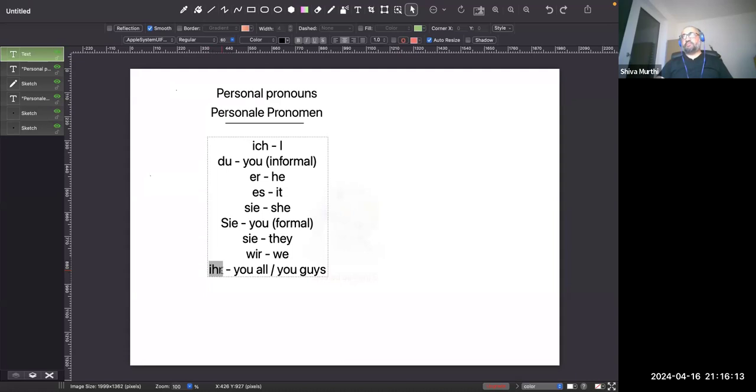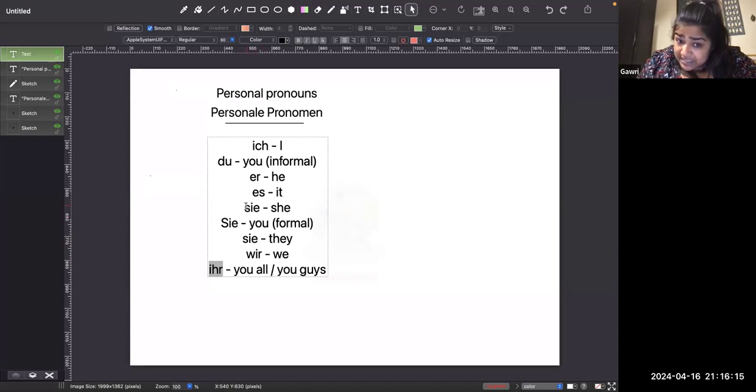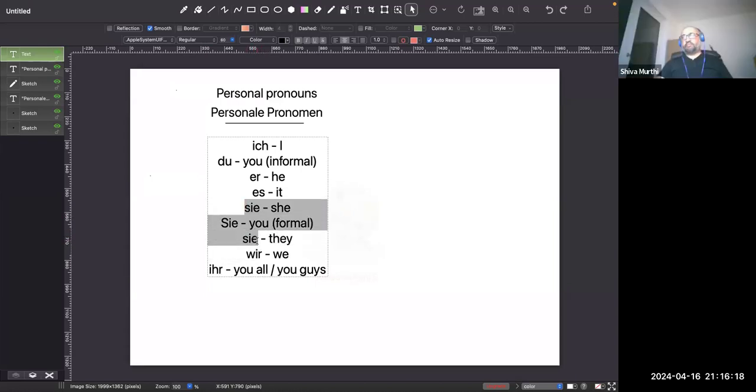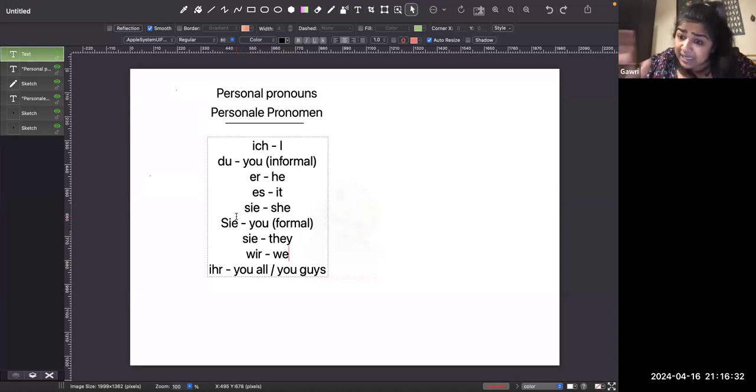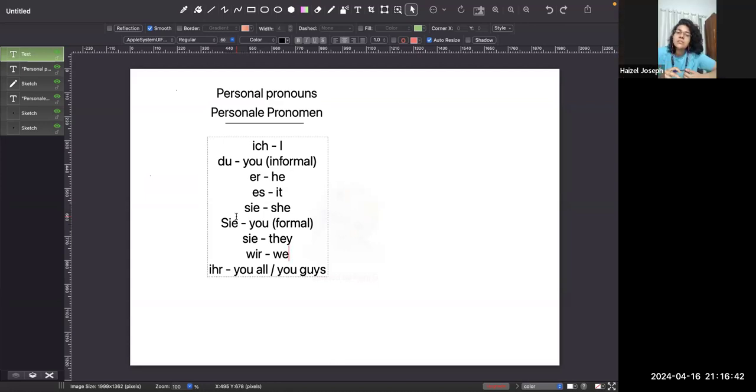But guys, you can see here that this Sie is coming 3 times in this list. One is capital, the formal one, and 2 times it is small. All of these 3 words are pronounced in the same manner. They are called Sie and they have drastically different meanings. One Sie means she, one Sie means you, and one Sie means they. So for she, you, and they, we have the same word in German, Sie.